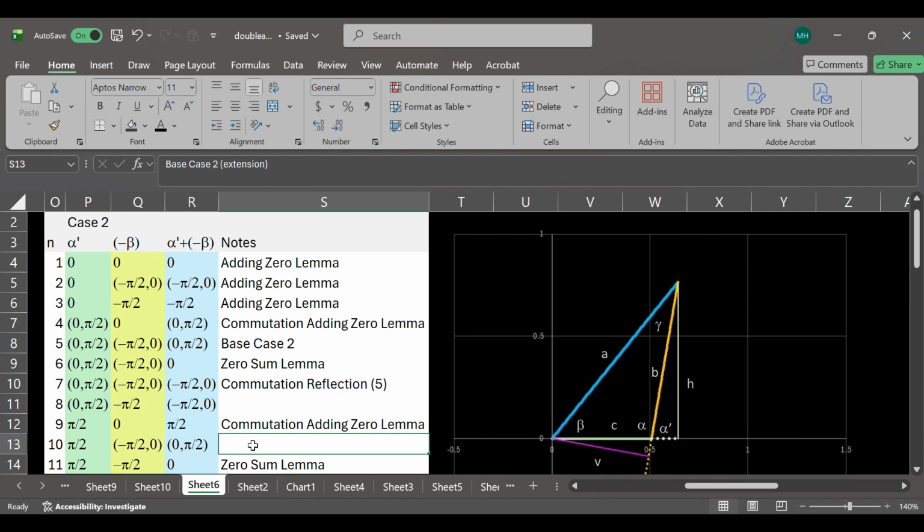Okay, let's look at 10. This one's sensible. Here, alpha prime is simply a right angle. It doesn't actually change the theorem much. The dotted line there doesn't exist. C is just everything. So this is the base case 2 extension. And then for 8, that is a commutation reflection.